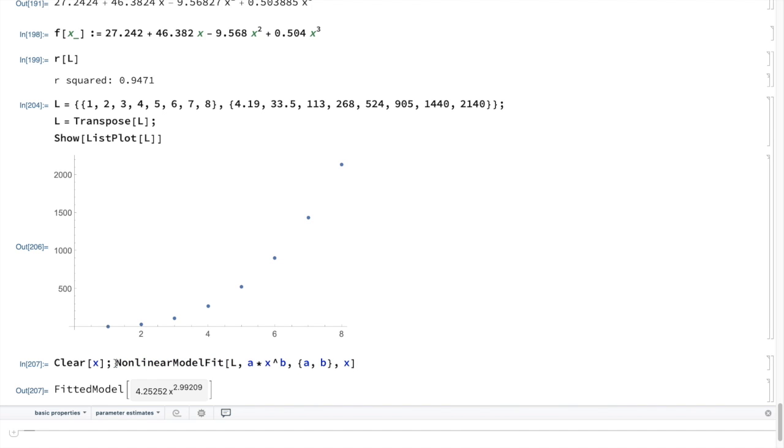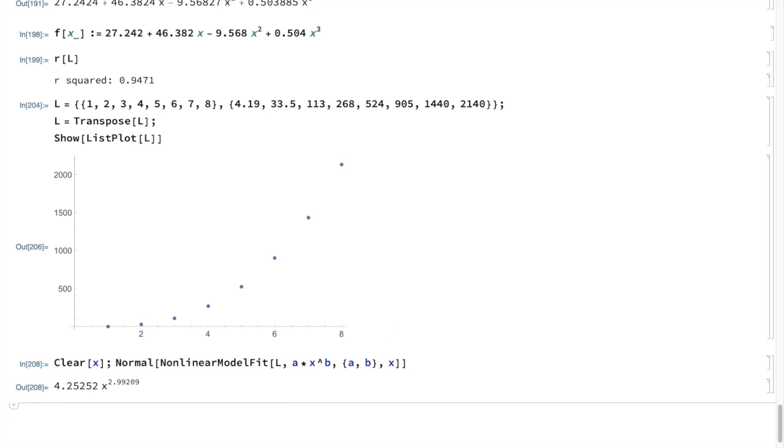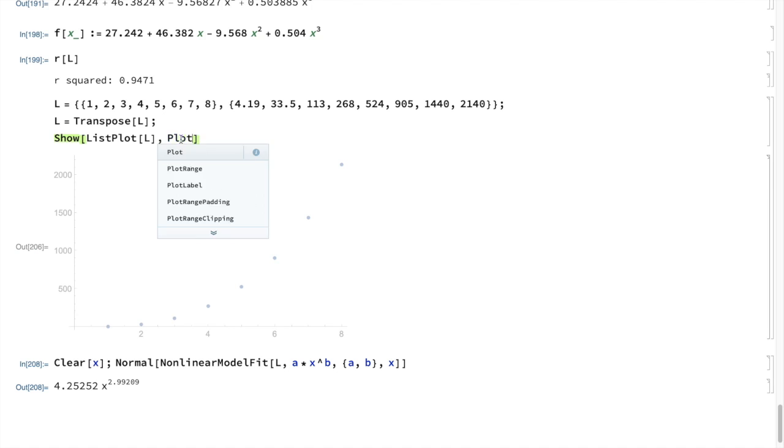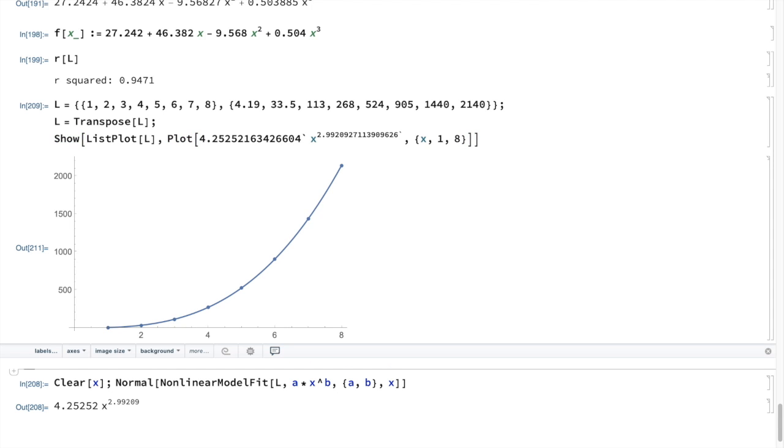Okay, and I got this thing right here. Let's actually pull out the normal of that. Cool. So here my degree is actually like 2.99. So it's not quite a cubic polynomial here. But let's see what that looks like. So let's plot that. We're going to copy and paste that there. And this is x from 1 to 8. All right. Hey, it looks like it fits more or less right on.